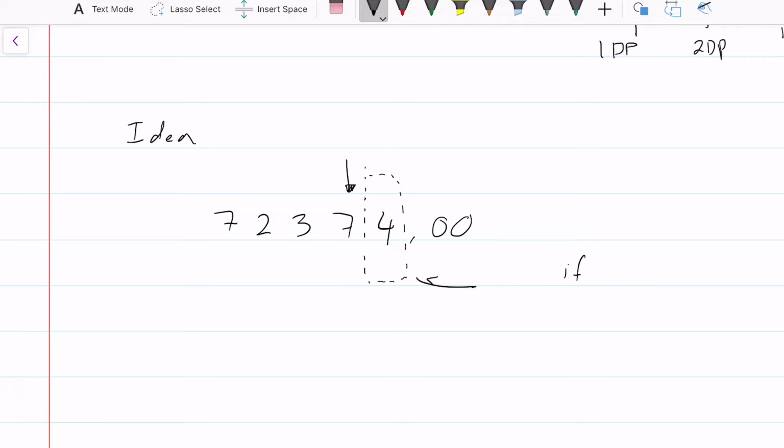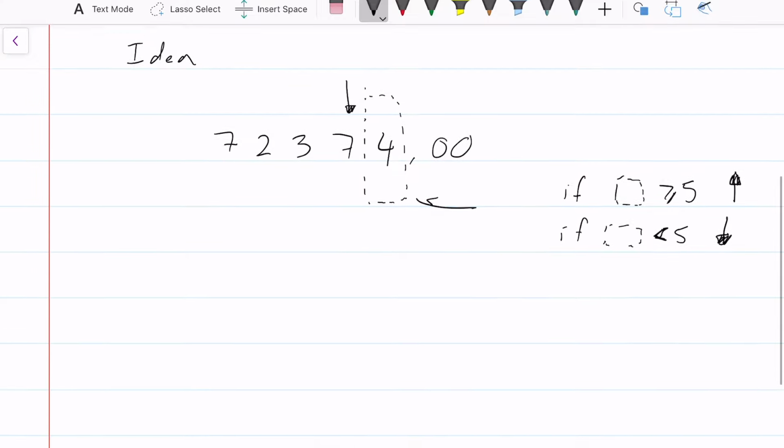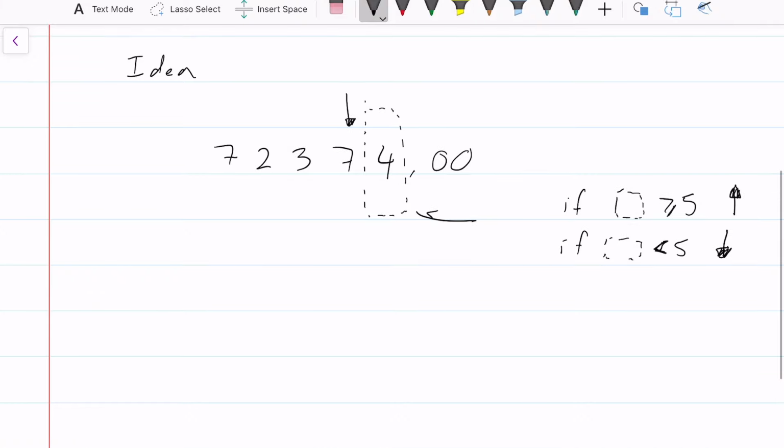If the number is greater than or equal to 5, then we round up. If the number is less than 5, then we round down. Let's do the rounding down process with this one. We have 7, 2, 3. If we're rounding down, then we keep the next number, which is the 7, and we replace this number and any number afterwards by zeros.